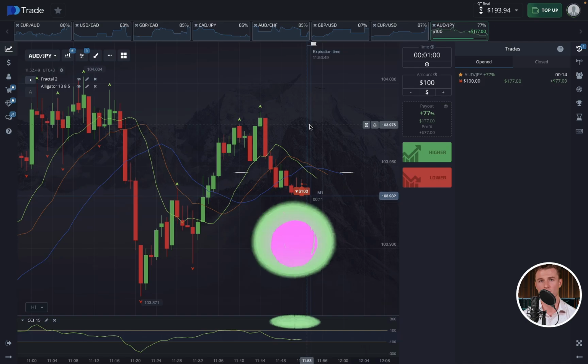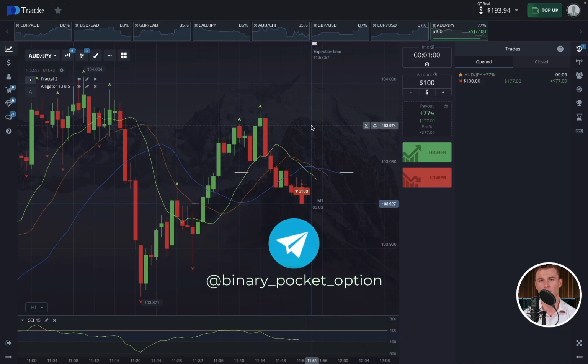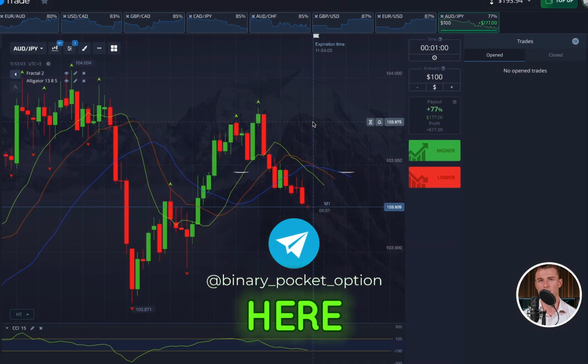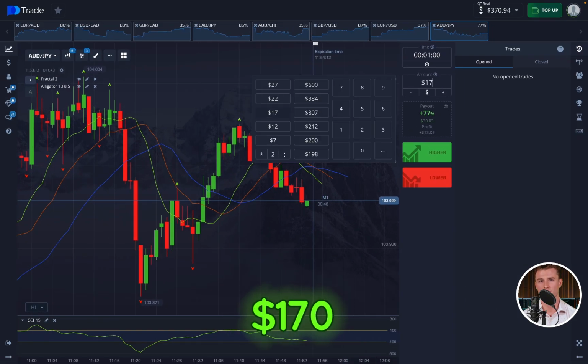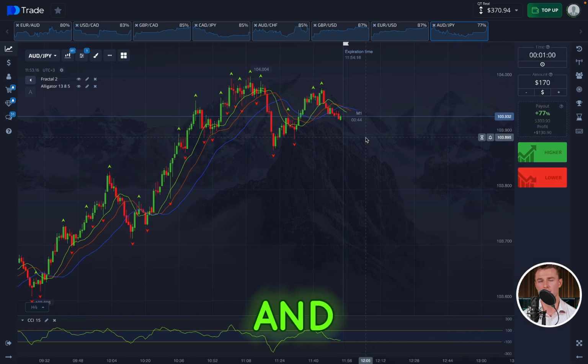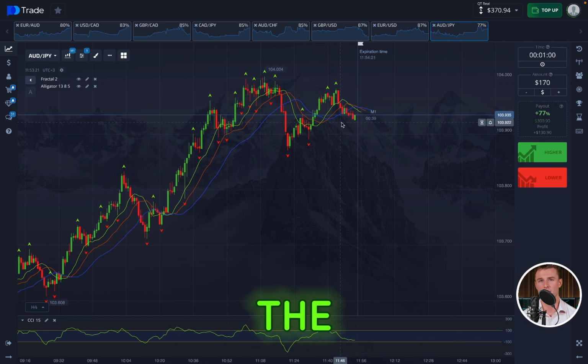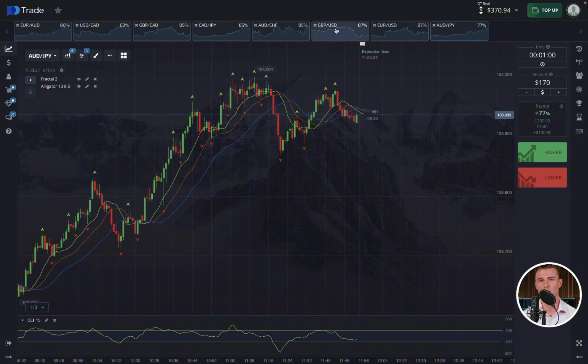Look. And here again, I was absolutely right. Let's open a trade for $170, since the balance at the moment allows it, and let's go ahead and I'll pick up the next currency pair.